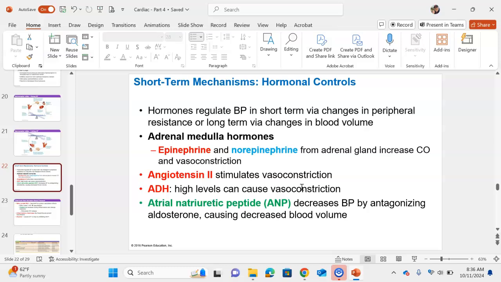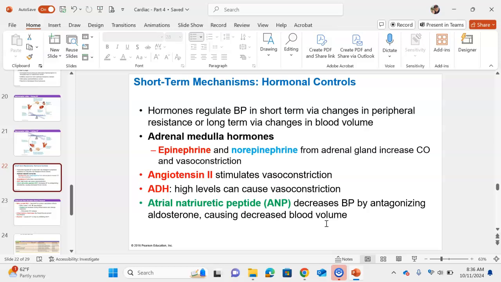Okay? Atrial natriuretic peptide, or ANP. Now, ANP is an interesting hormone. It comes from the heart itself, from the atria. And we're going to talk a little bit more about this in the kidney material. But ANP actually causes us to eliminate excess water. And when that happens, our blood volume actually goes down.